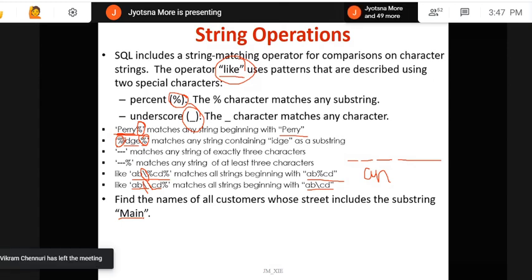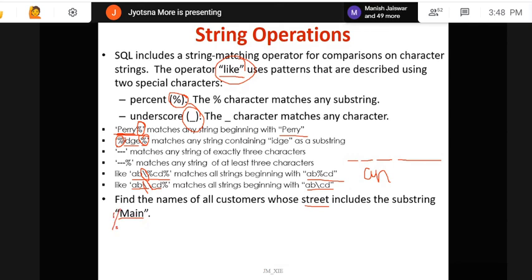Correct. Select customer name from customer. That is your table name, customer. Where customer street like, second condition, percent main percent. Percent main percent, very good.